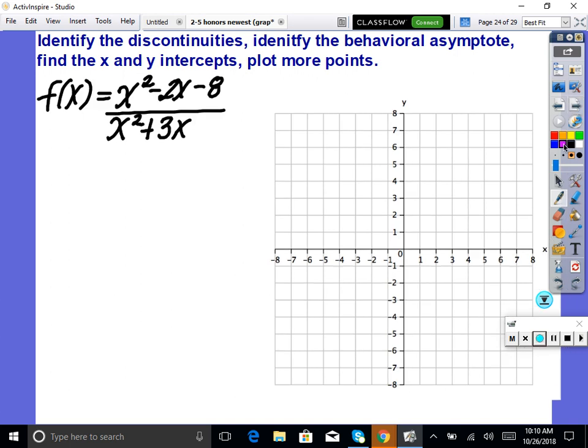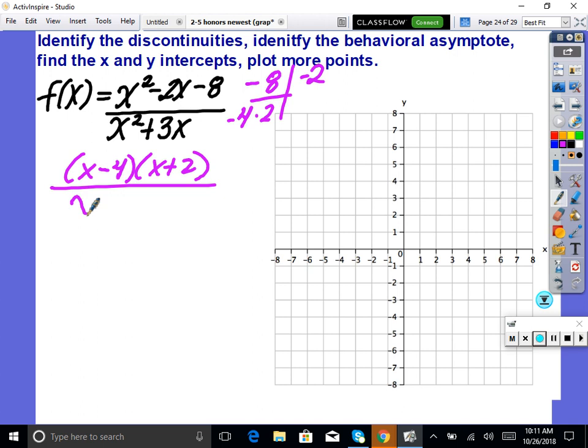Here we go. Factor the top, factor the bottom. What multiplies to be -8 and adds up to be -2? 4 times 2? Yeah. -4. The top factors to be x minus 4 and x plus 2, right? Then on bottom we factor out an x, left is x plus 3. Awesome. Now our vertical asymptotes are at x equals 0 and x equals -3.